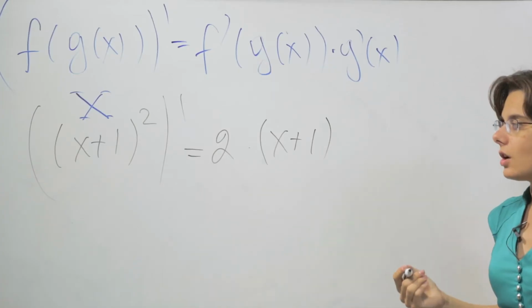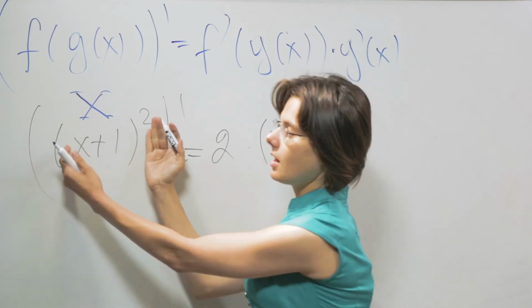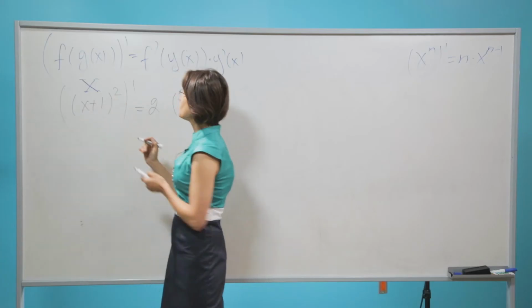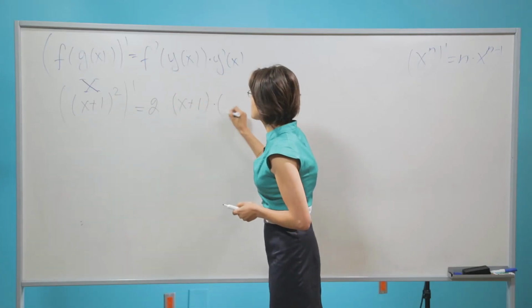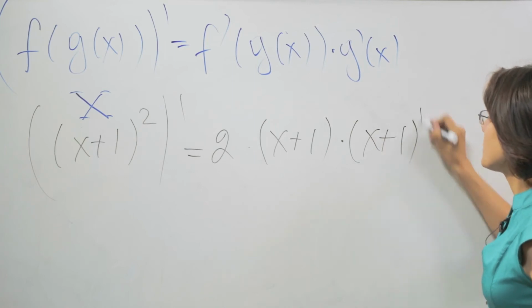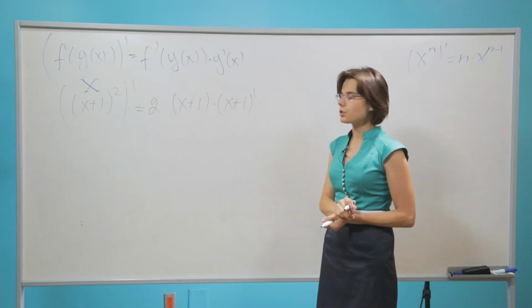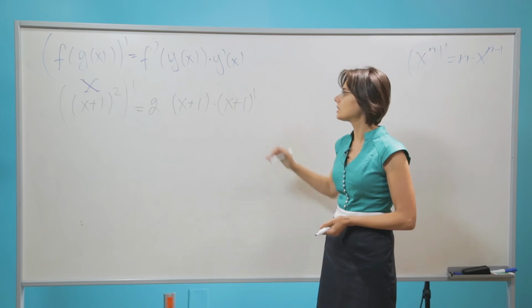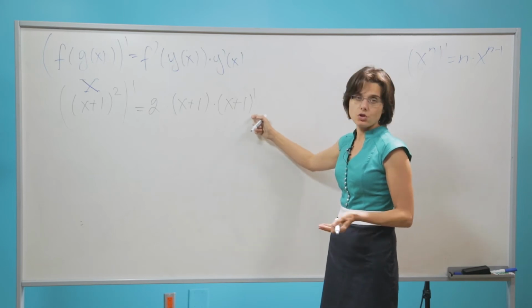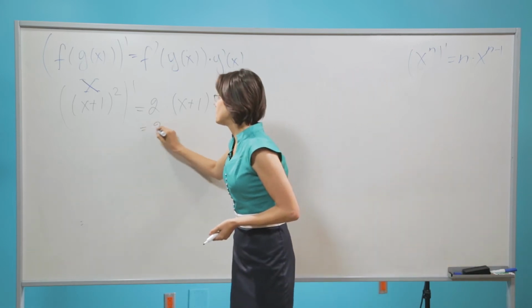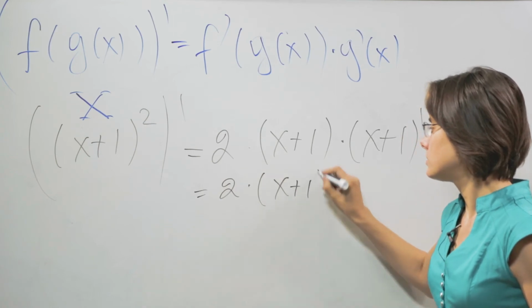Once we differentiated the outer function, now we can see inside it's another function, x plus 1. So we want to multiply all of this by the derivative of this inner function. Now we have to differentiate it. So the derivative of x plus 1 is just 1. We obtain 2 times (x plus 1) times 1.